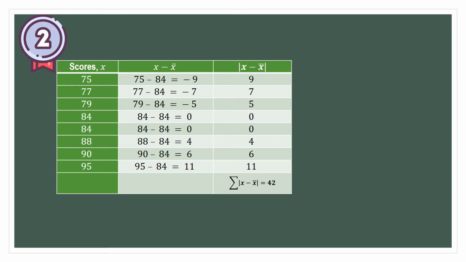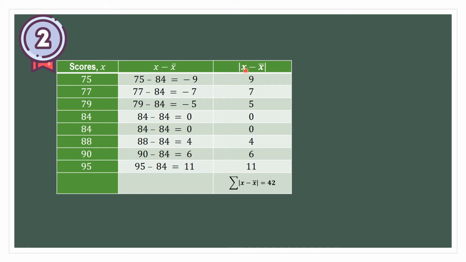Moving on, we are going to construct a table like this. In the first column are the given scores. And then, after that, we will add the second column, which is x minus x bar, or the mean. The x is the score. 75 minus 84, our mean, is equal to negative 9. Then 77 minus 84 is equal to negative 7. 79 minus 84 is negative 5, and so on.